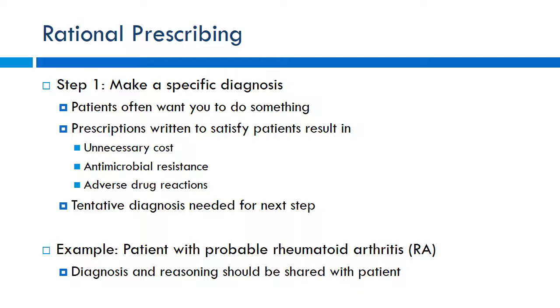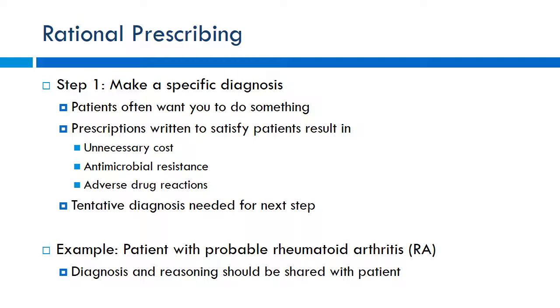So step 1. Make your specific diagnosis, right? Patients oftentimes want you to do something that may not always be appropriate based on what they actually have, right? So if you write prescriptions just because the patient's hounding you for one, that's not doing anyone any favors in the long run. It may help your patient satisfaction scores, which may be good for keeping a job, but it's not really good for the patient, right? Looking at that, unnecessary costs with filling prescriptions they don't need. Antimicrobial resistance is a huge thing.